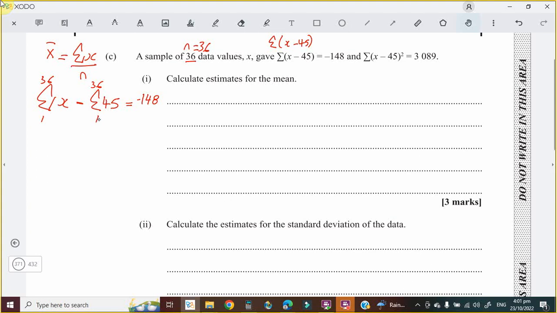You're adding 45, 36 times. What you gonna get? You just multiply them. So what we end up with? Very good. So minus 1620 equals negative 148. Transpose now. So the sum of x is 1620 minus 148. Work that out for me. Tell me what you get.